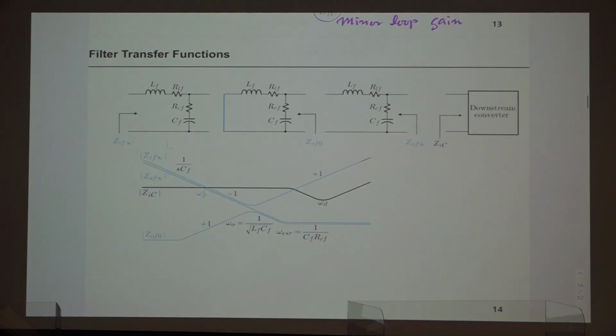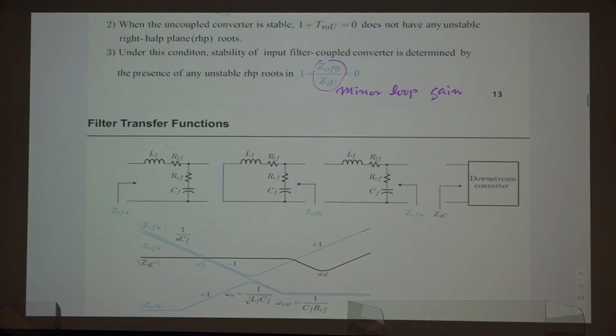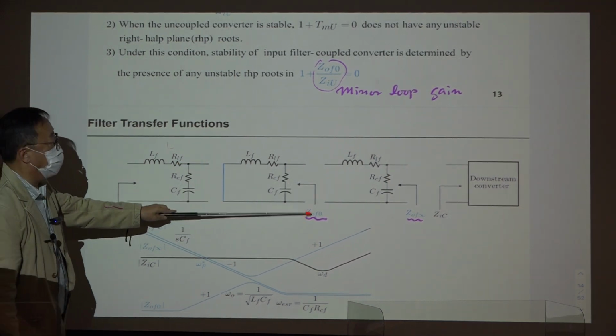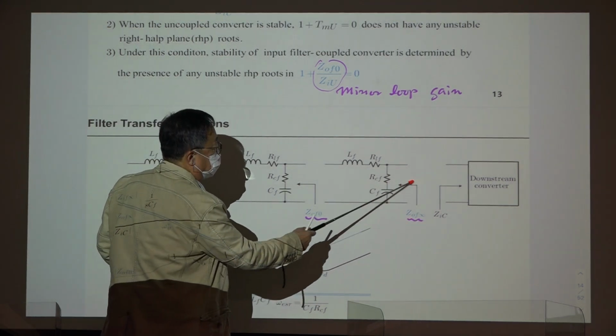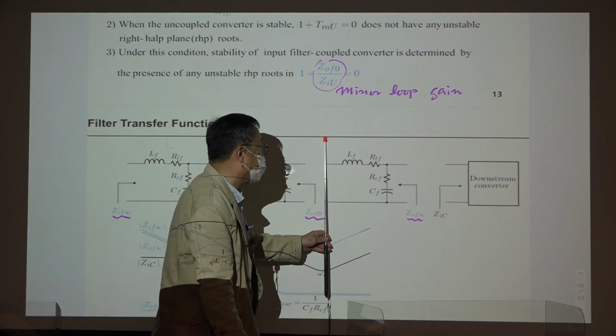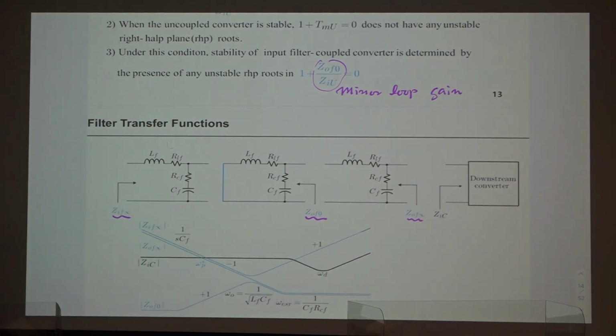Let me just show this. Suppose you have this simple single stage filter. This analysis involves the input impedance of the filter with output open, the output impedance of the filter with input short, and maybe another one is needed: the output impedance of this filter with input open, looking into the downstream converter. The notation of this GIC is not good. It's almost the same as GIU.